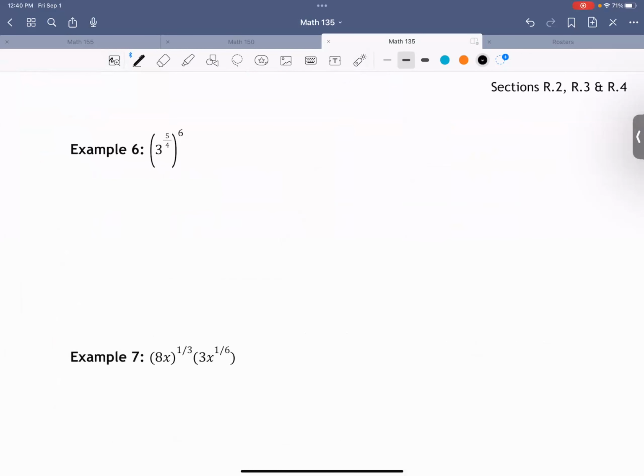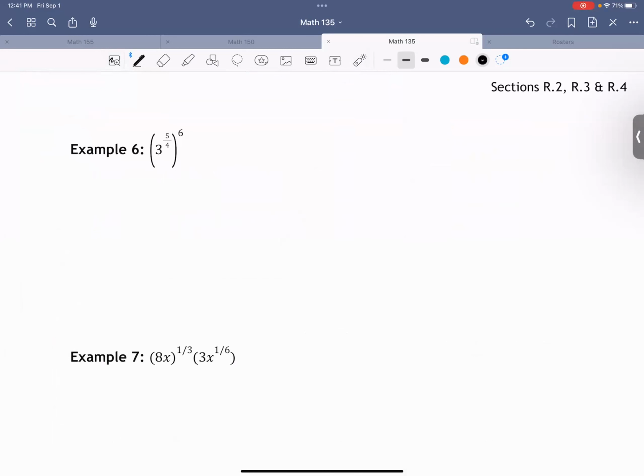So what I want to do is go through some examples, just so we get used to working with these exponents, even if we have fractions. And I know it's scary. I promise it won't be that bad. But let's just take a simple one. 3 to the 5/4 to the 6th power.